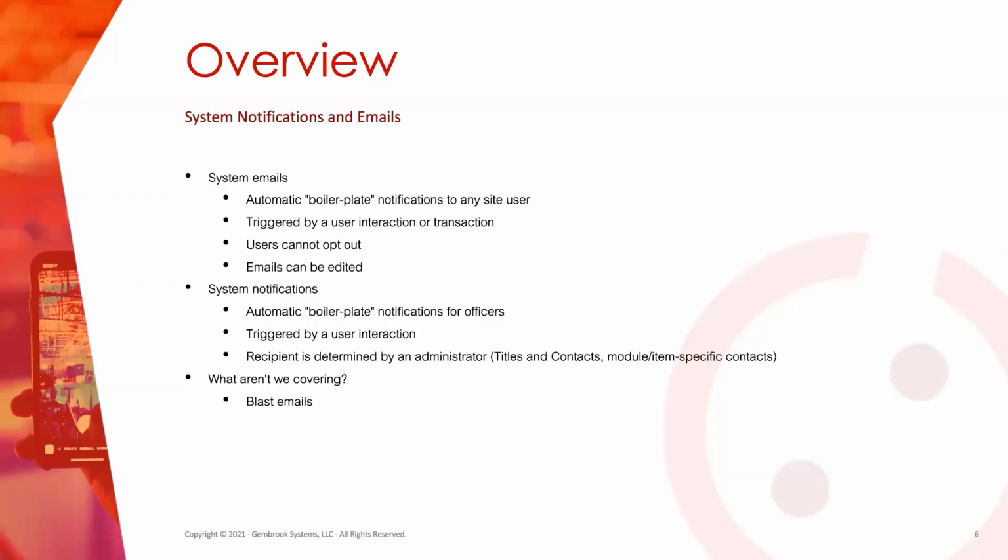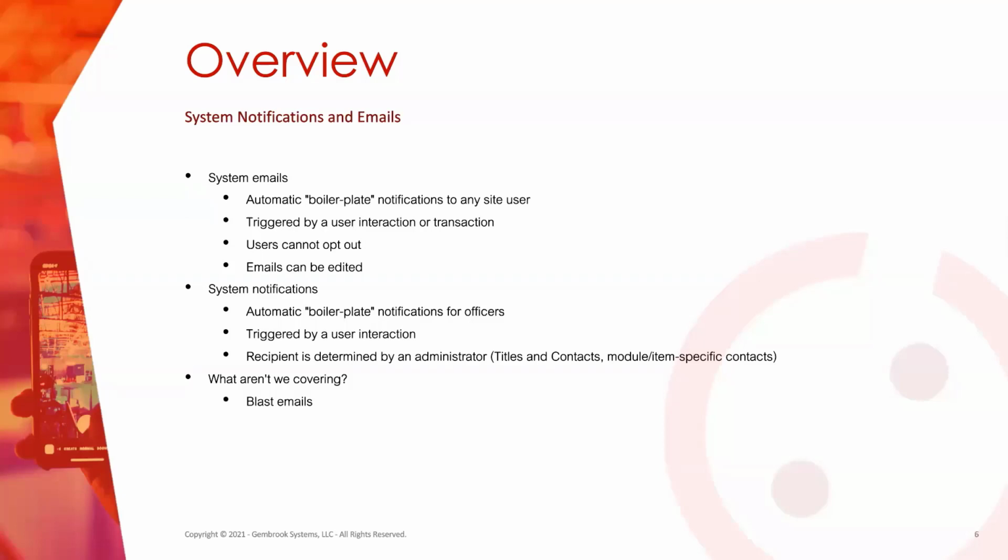System emails are those automatic boilerplate emails that get sent to members, non-members, even administrators and coordinators when they're prompted by an action that they take on the site. So for example, when someone signs up for a new membership, when they purchase something from the storefront, when they fill out a survey, those are user generated actions that then trigger a system email, a boilerplate email that's usually a confirmation email, an email confirming an action or a transaction or a payment.